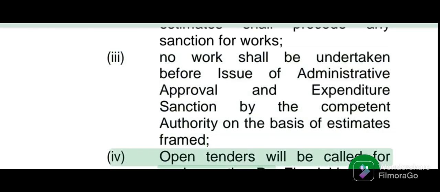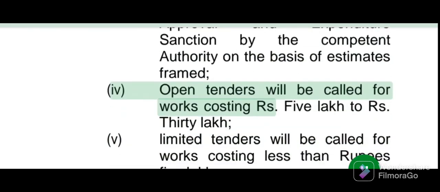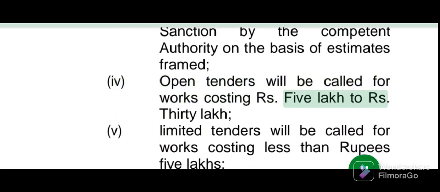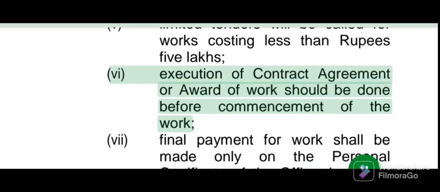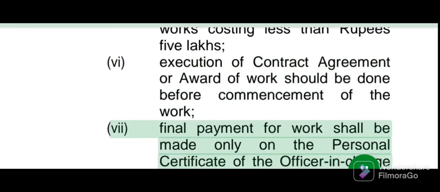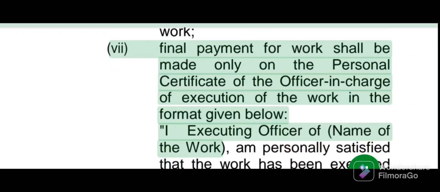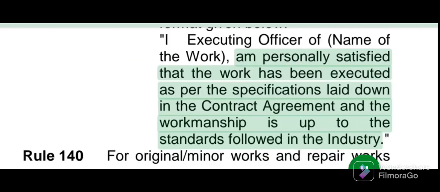IV. Open tenders will be called for works costing Rs. 5 lakh to Rs. 30 lakh. V. Limited tenders will be called for works costing less than Rs. 5 lakhs. VI. Execution of contract agreement or award of work should be done before commencement of the work. VII. Final payment for work shall be made only on the personal certificate of the officer in charge of execution of the work in the format given below: I, executing officer of (name of the work), am personally satisfied that the work has been executed as per the specifications laid down in the contract agreement and the workmanship is up to the standards followed in the industry.